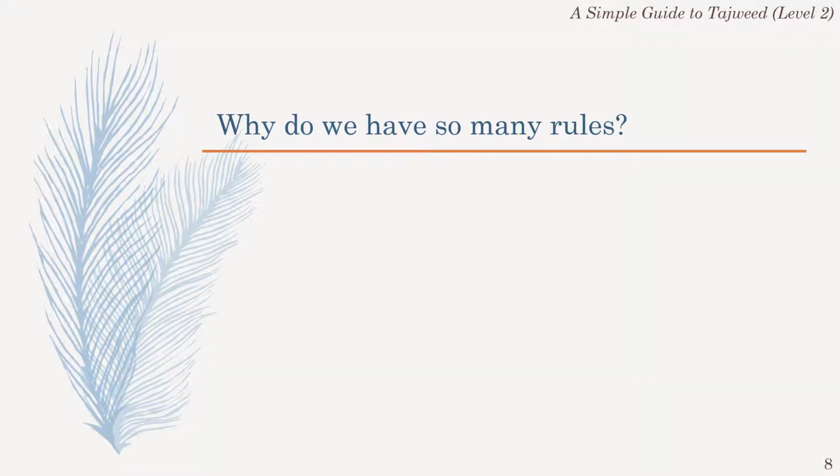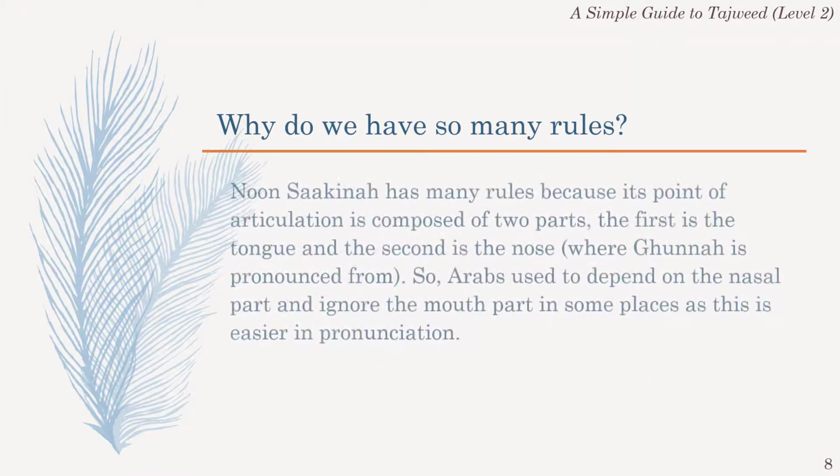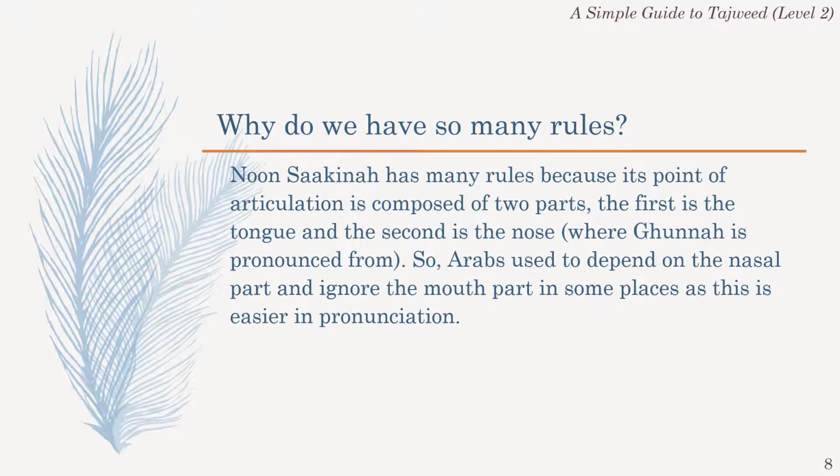So, why do we have so many rules? Noon Saakinah has many rules because its point of articulation is composed of two parts. The first is the tongue and the second is the nose. So, Arabs used to depend on the nasal part and ignore the mouth part in some places, as this is easier in pronunciation.